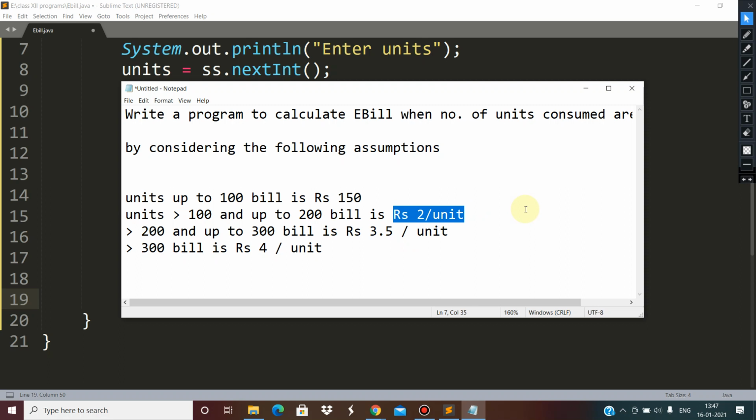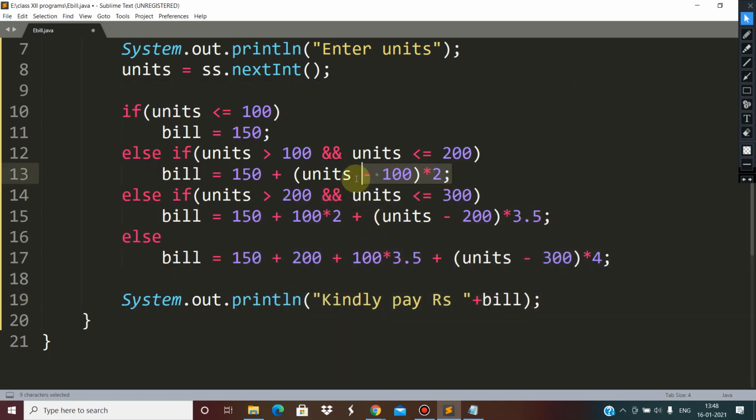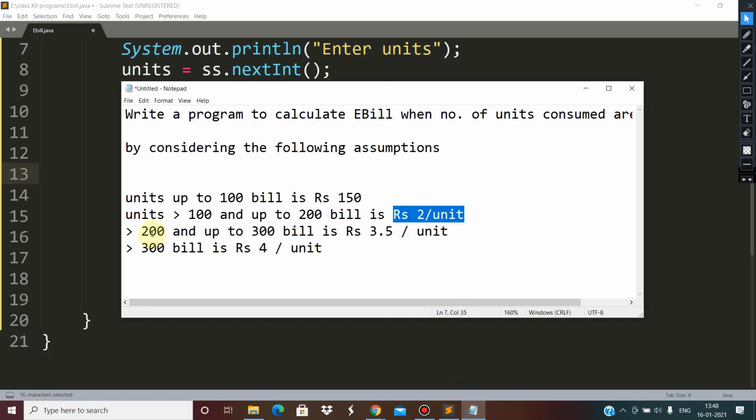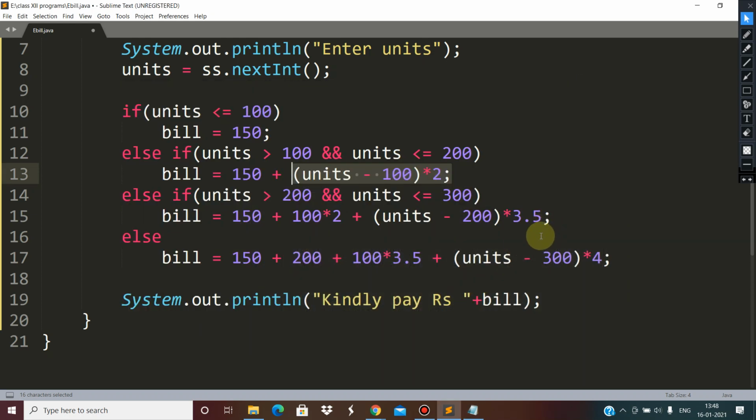That's why. The question is saying that more than 100 up to 200, the bill is rupees 2 per unit. So whatever units are there within this range, we need to multiply by 2. And in the third case, if the units fall in this range, the value we need to multiply by is 3.5. And above that, it is 4.